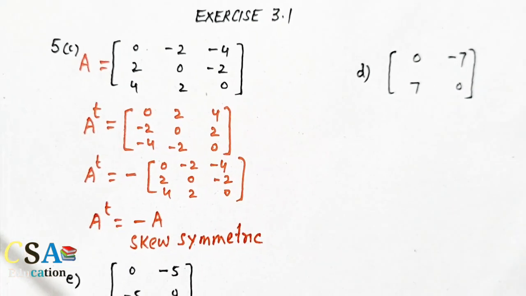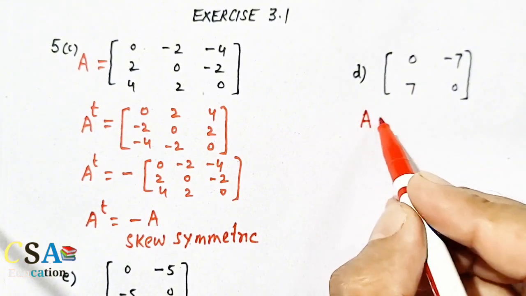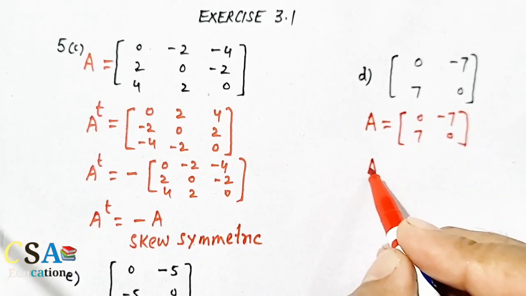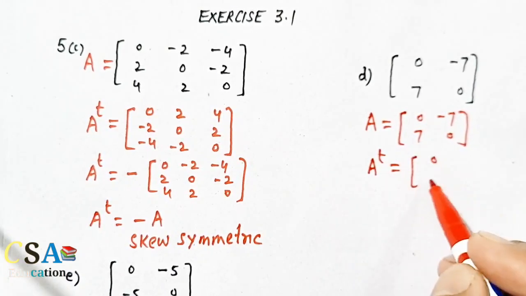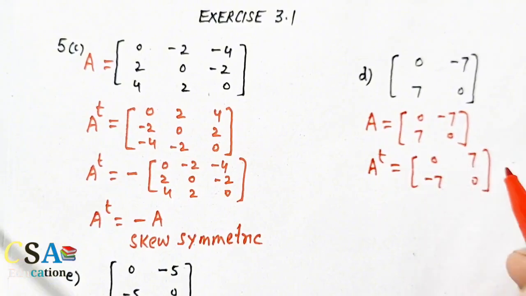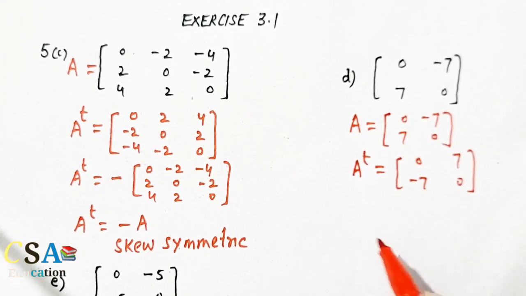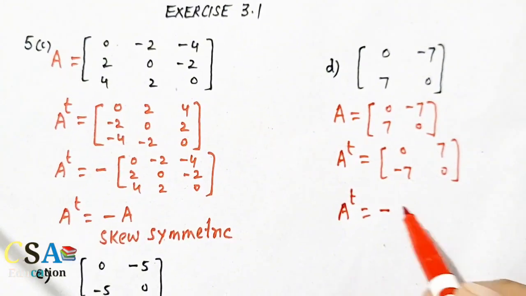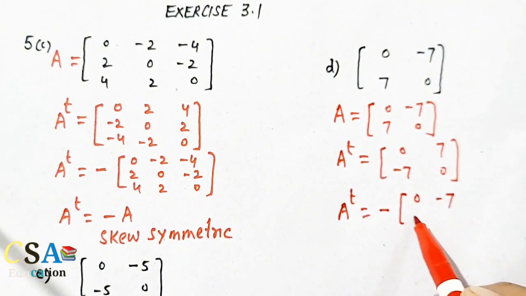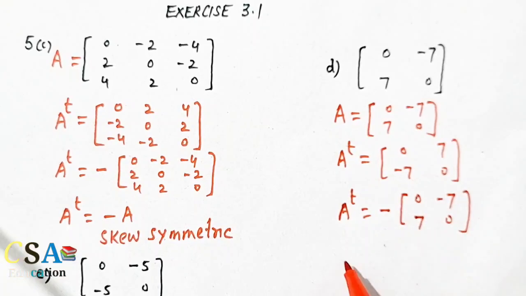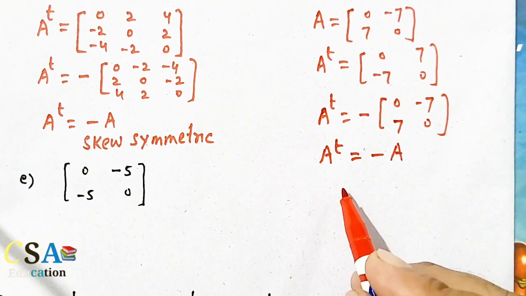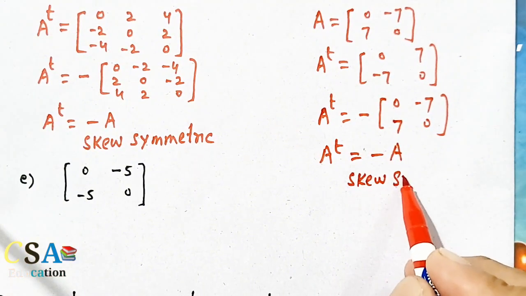Now move to the fourth part. Let us suppose that A is equal to 0, minus 7, 7, 0. We have to take its transpose, which will be 0, minus 7, 7, 0: first row to first column, second row to second column. So A transpose is equal to, taking minus as common, 0, minus 7, 7, 0. This is the value of A. So A transpose is now equal to minus A. So it is skew symmetric.